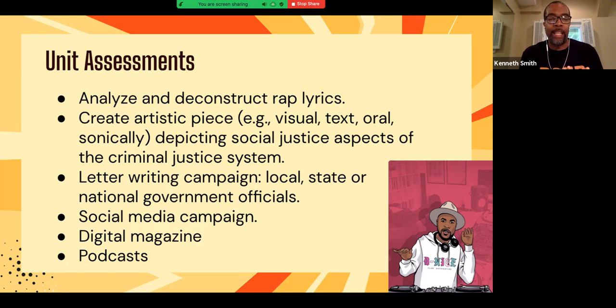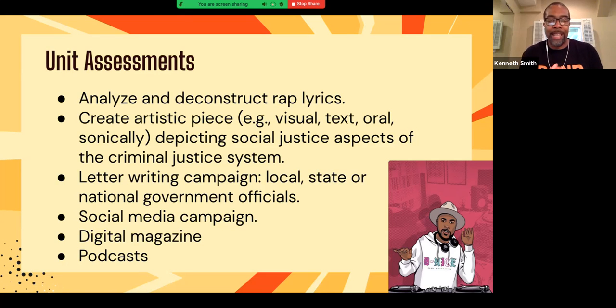So they analyze and deconstruct lyrics, and they also have opportunities to create their own pieces, whether visual, like the graffiti we do early on, text, or orally, meaning they can recite their poems, rhymes, or what have you. Sonically, we do have some students that produce. In my class yesterday, I start class by allowing the students to share good news or worthy news. One student sold 5 beats over the course of last week. So they bring that into the class.